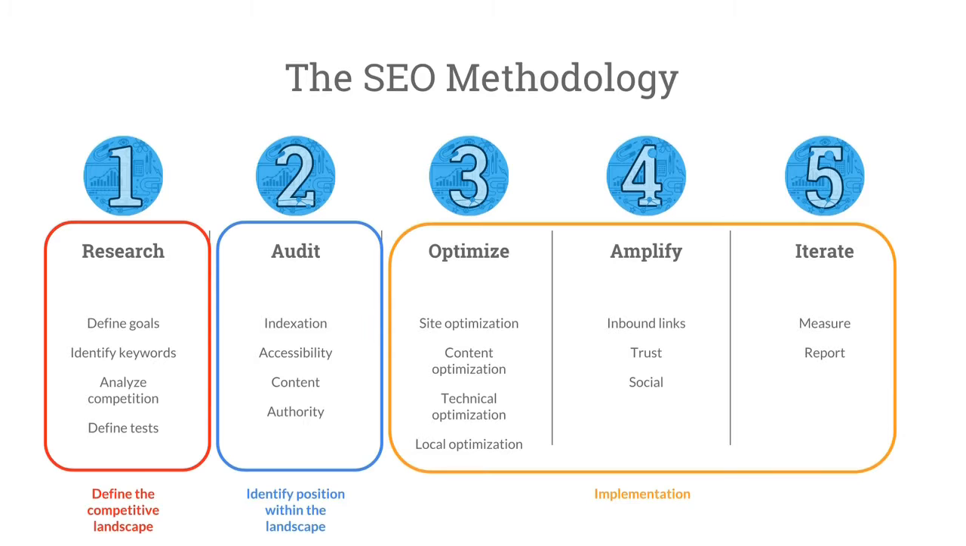Another way to look at this methodology is to say, in step 1, we're really defining the competitive landscape. We're talking to our internal stakeholders or our clients and defining the competitive landscape. Then we want to do a site audit and identify what are our strengths and weaknesses within that competitive landscape. Where are we strong? Where are we weak? What are things that we can change? And then there's a number of implementation phases.